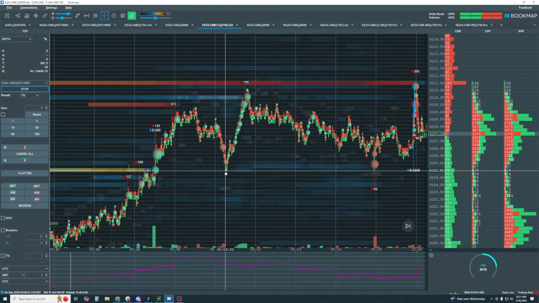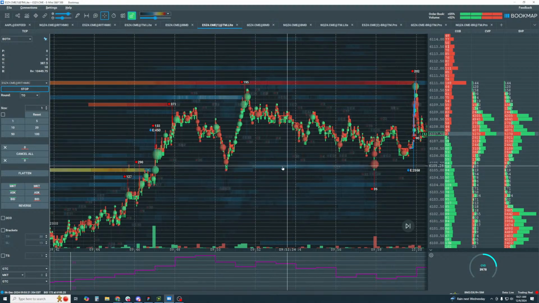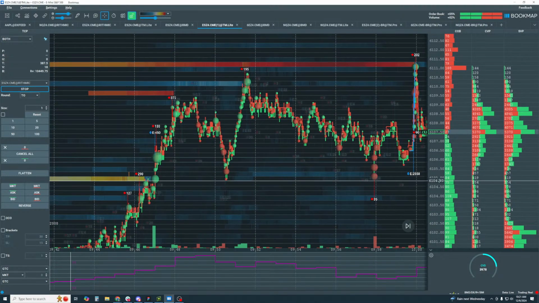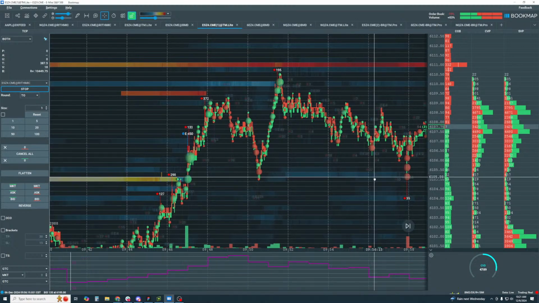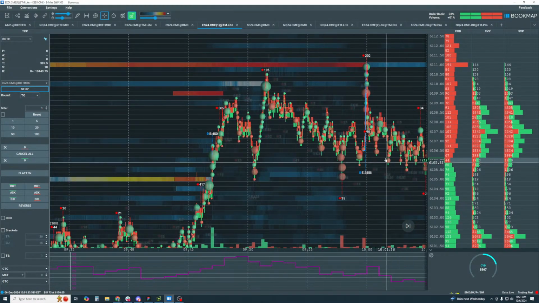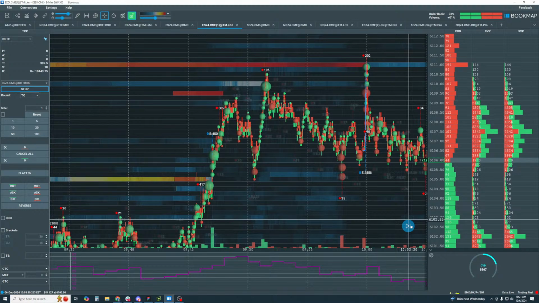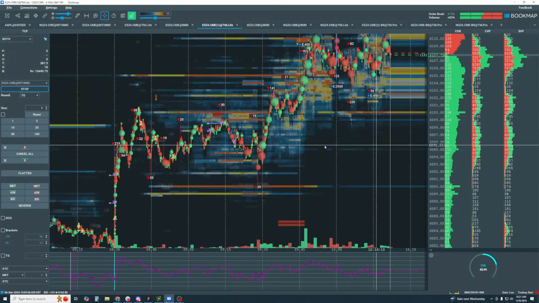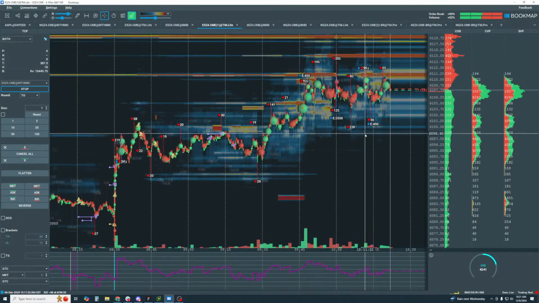Okay, so there's our pullback. Here's our pullback here, and we see actually a little more demand in here. It's kind of faint, but you can see it here on the heat map. And then that one worked out pretty nicely too. All right, so let's go to the current market.